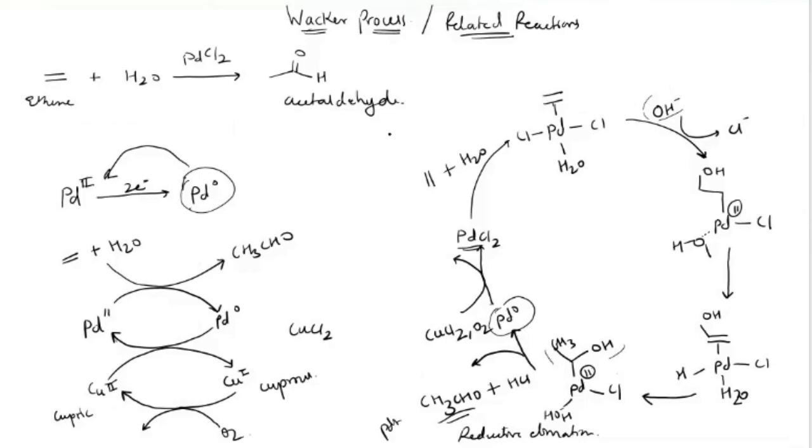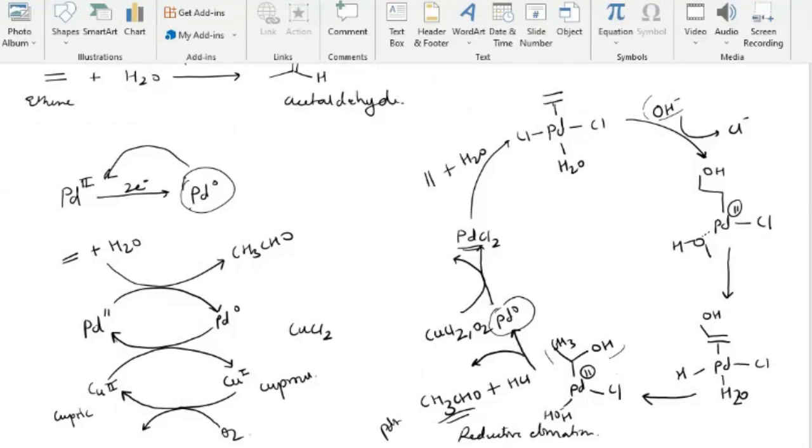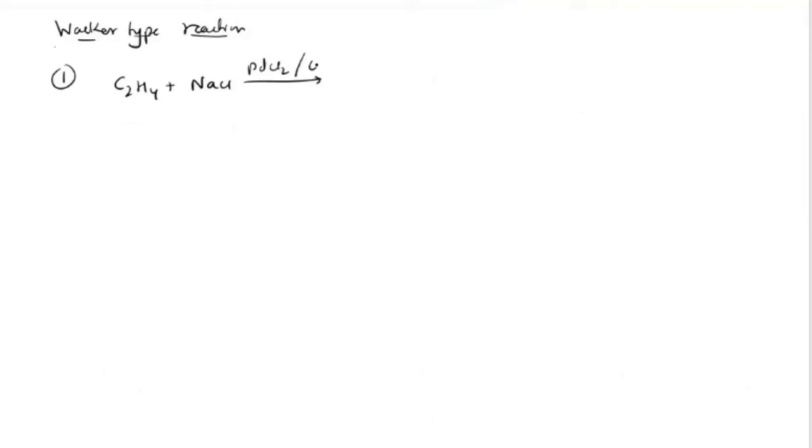Now there are various additions and various types of reactions which are very similar to this. We will discuss them now. Okay. For example, there are many applications of the Wacker reaction. So if we have NaCl, there we have water, here we have NaCl. So in presence of palladium chloride, cupric chloride and oxygen, you will get your vinyl chloride.